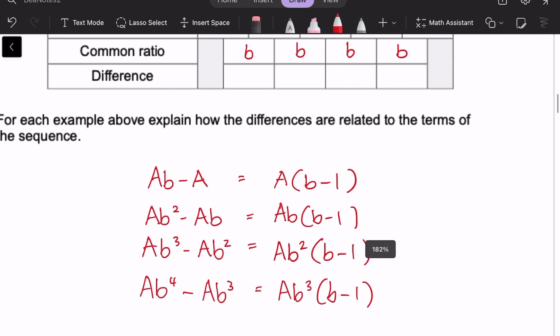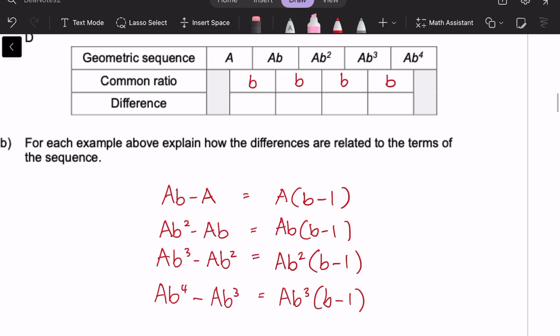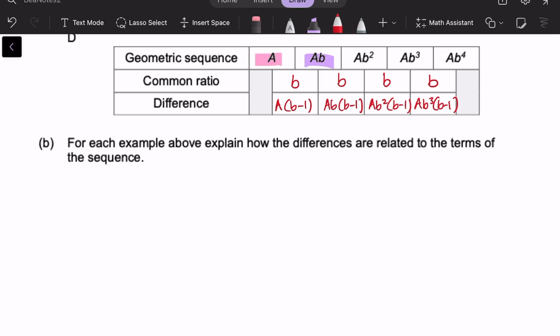Okay, so now I'm starting to see more of a pattern, because for the geometric sequence term A, the first term, the first difference is A times B minus 1. For the second term of the geometric sequence, AB, it's just AB times B minus 1. So I'm going to write those in now that I've identified the relationship between the term and the difference. That's all the table stuff done.